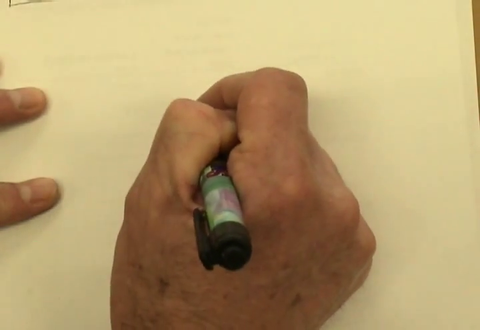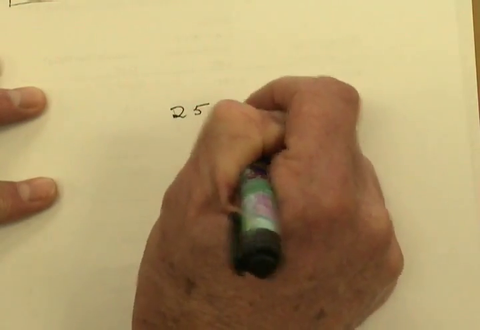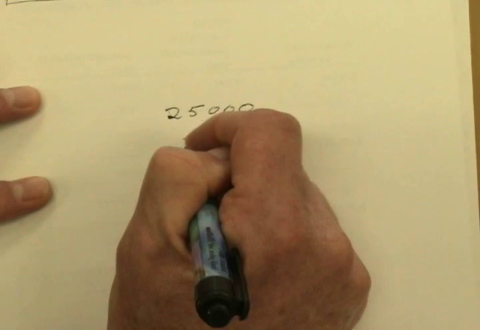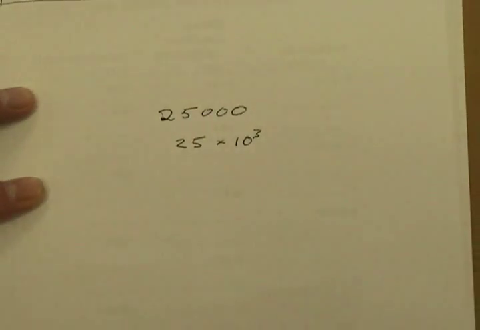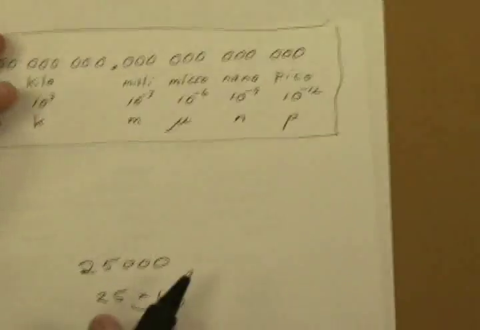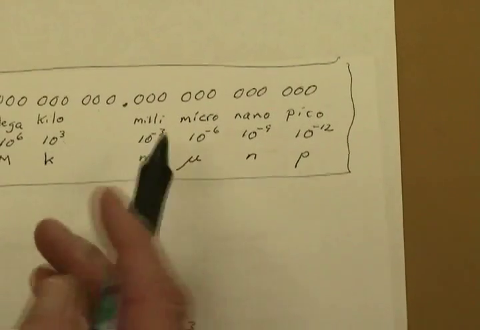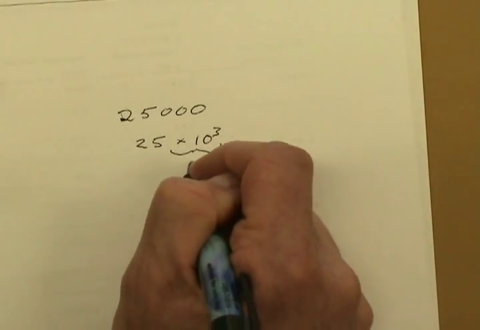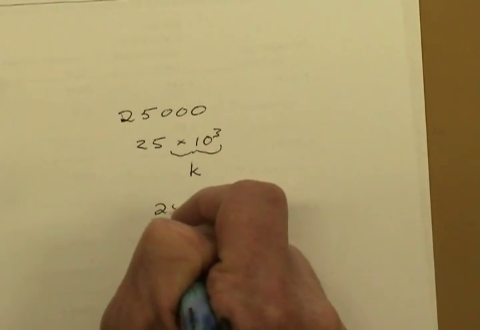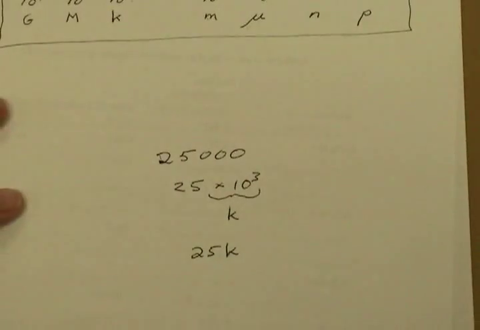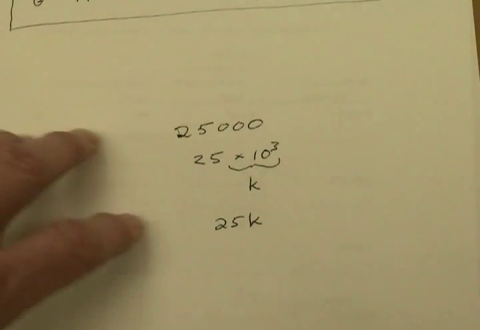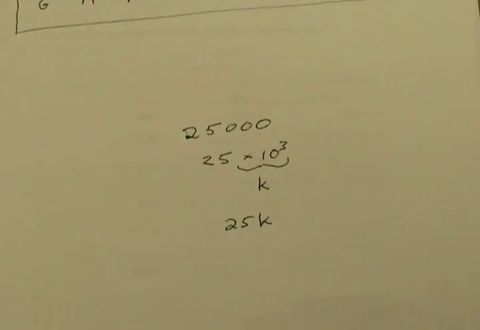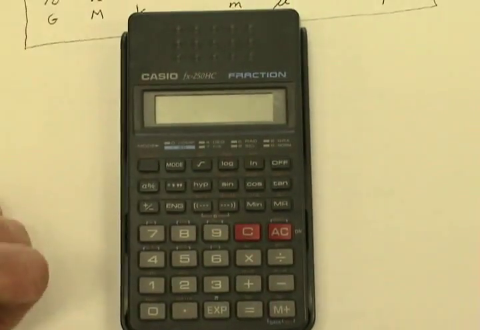Let's write it out. $25,000. We know we can convert that to 25 times 10 to the third. And this times 10 to the third matches our number line right here, 10 to the third. So the whole times 10 to the third gets replaced with a K for kilo. That equals 25K. Simple as that. Now you can do this visually, or you can use your calculator like I just did with the ENG button. Here's another calculator. You might see one of these.